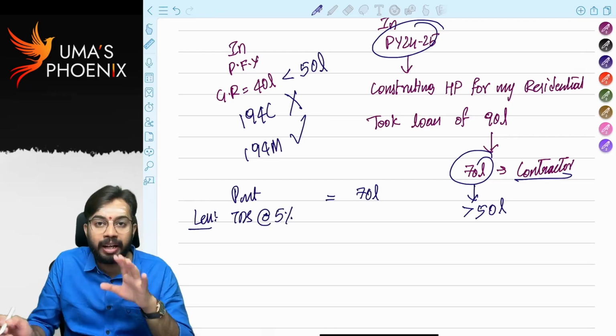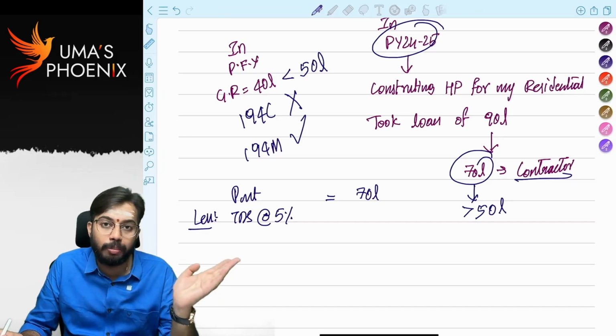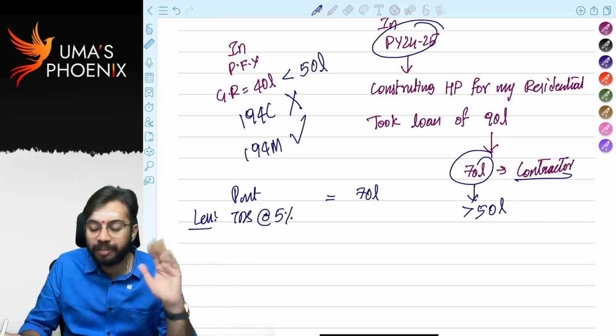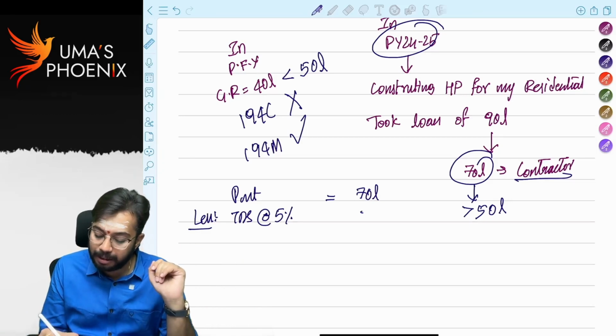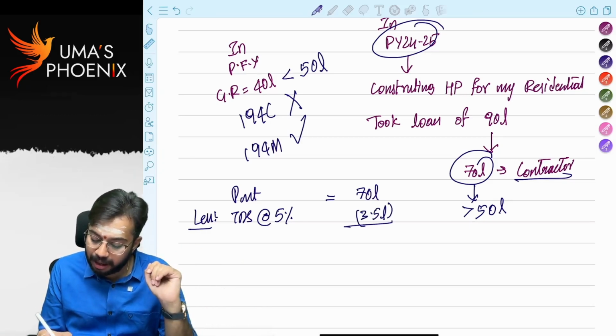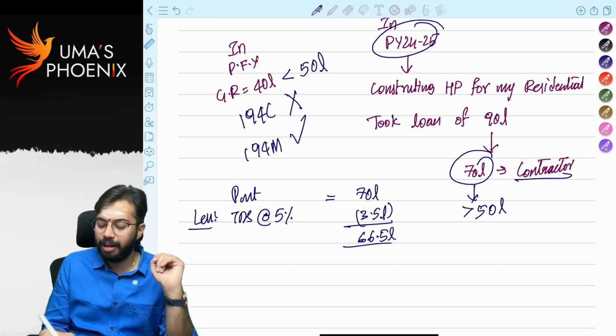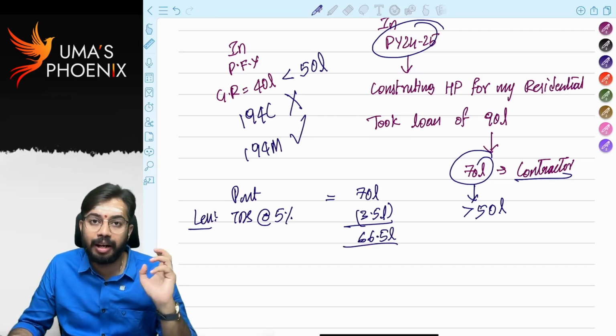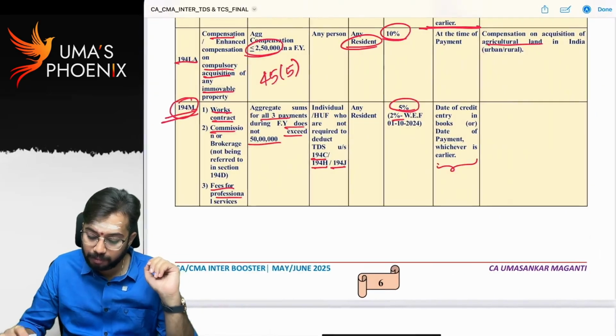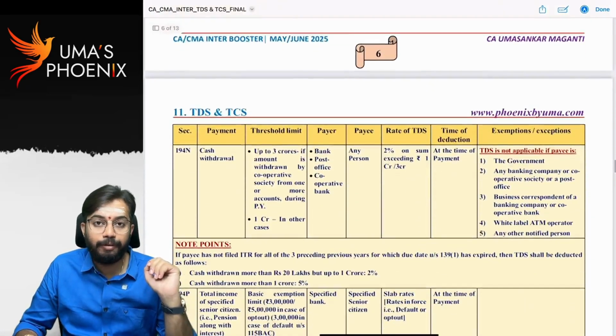Let us assume I made the payment before 1st October. So before 1st October, the TDS rate is 5%. 70 lakhs into 5% means 3.5 lakhs TDS will be deducted, and the balance 66.5 lakhs will be paid to the contractor. Is it clear? Are you able to understand? This is about section 194M.